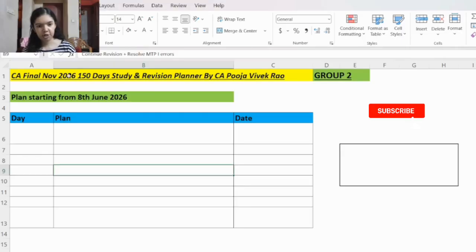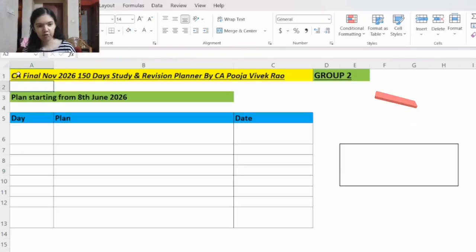So this is the summary of the study plan. This is for CA Final Group 2 and this is a 150-day plan. It's starting from 8th June. Now suppose any one of your attempts is next year. Suppose it's in May 27 or November 27. And if 150 days are left for your exams and at that time you come across this video, you can still follow this study plan because along with the plan and the date, I have given the day number also, so that you can follow the plan accordingly.